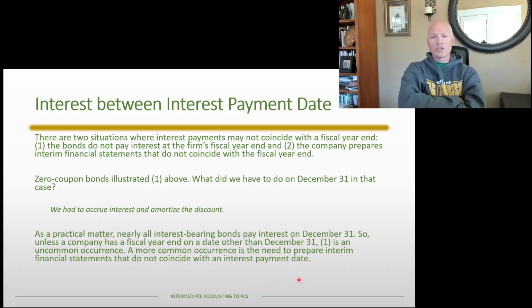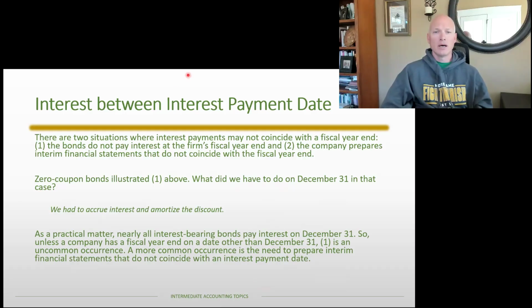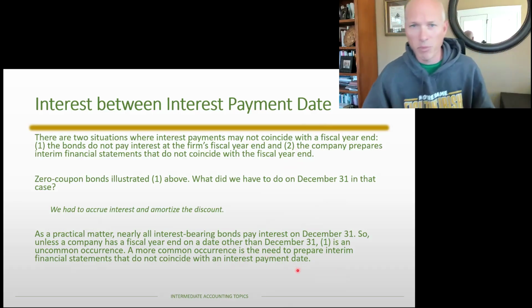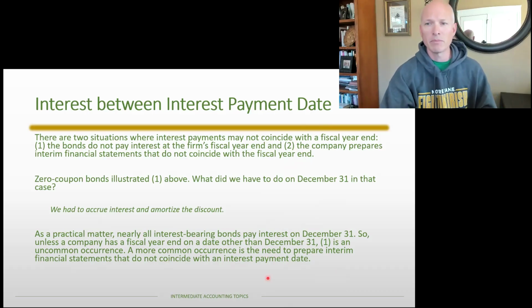So as a practical matter, just so you're aware, most interest-bearing bonds are going to pay interest on December 31st. So unless there's a different fiscal year end or for whatever reason they don't coincide the bond with their fiscal year end, there's really not going to be a reason to have this first situation up here. Very commonly, though, you might have the second situation where you do need to accrue something for a date that doesn't coincide with a fiscal year. And so it might be a monthly report or a quarterly report or whatever it might be.